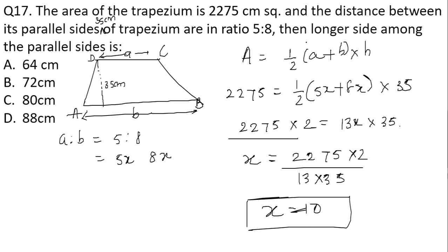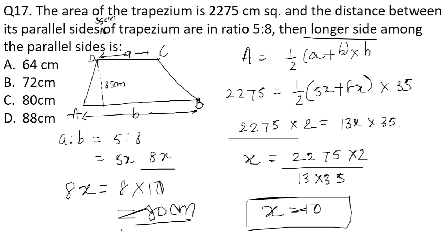Now I have to find the longer side. What is the longer side over here? 8x. So 8x will be equal to 8 into 10 centimeter. This will give me 80 centimeter as my answer. The correct answer for the given question is option number C.